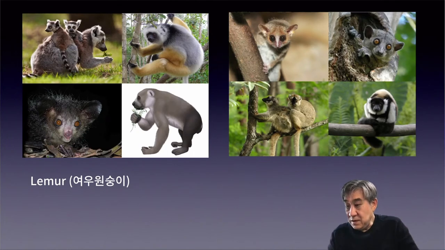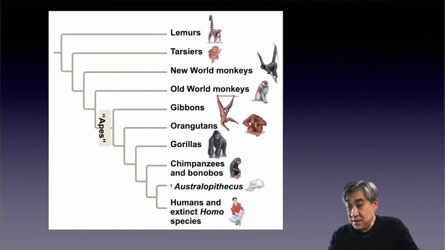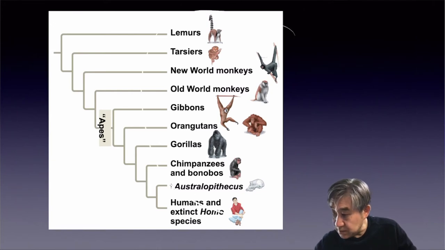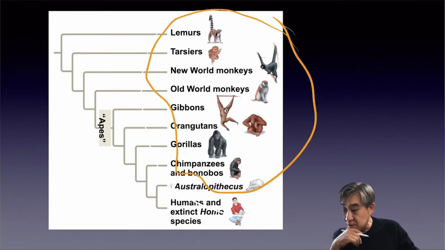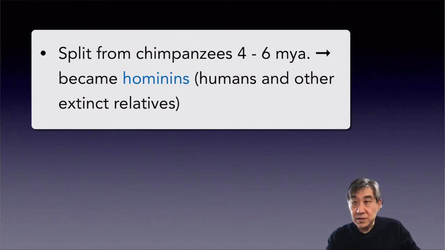If you are not sure what they were, here are some pictures of lemur and tarsier and some other apes. So these are all distant relatives of humans. But in terms of the same genus, other members of a more human-like species are all extinct, unfortunately. We are the only surviving member of the genus Homo.